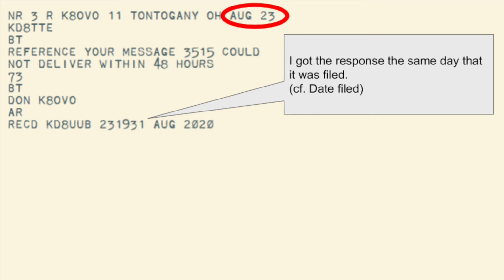Most likely it came on a morning net and then it relayed its way down through the state of Ohio and made it to my station in Columbus at the once daily Central Ohio Traffic Net session.